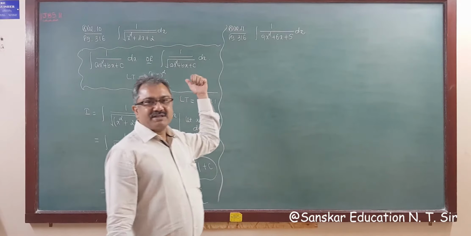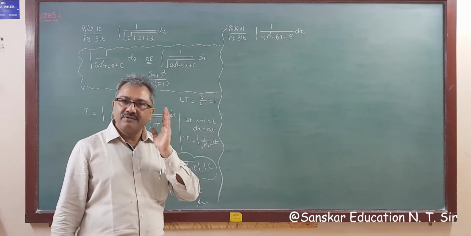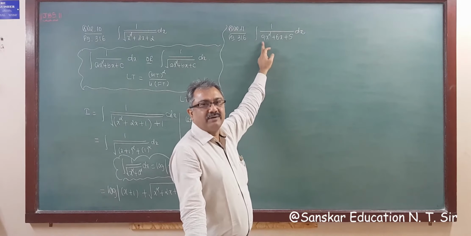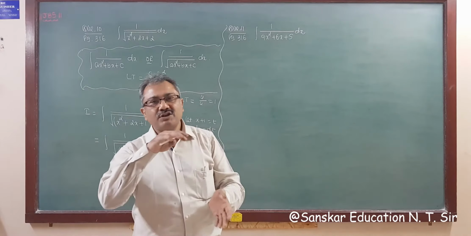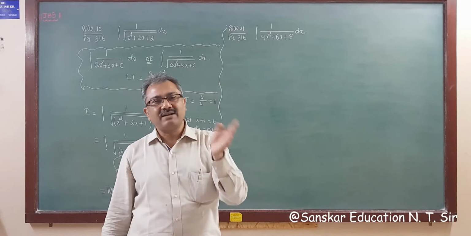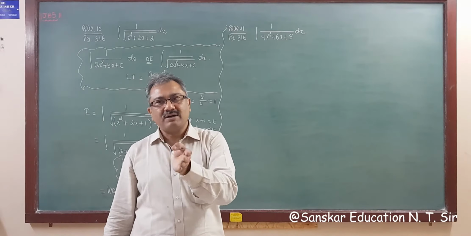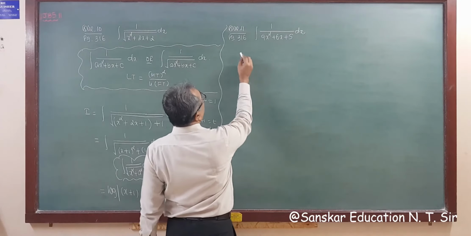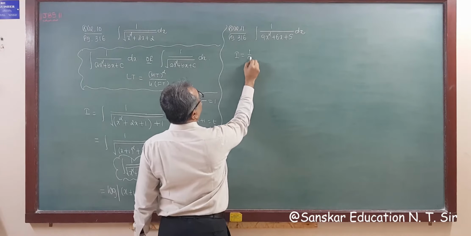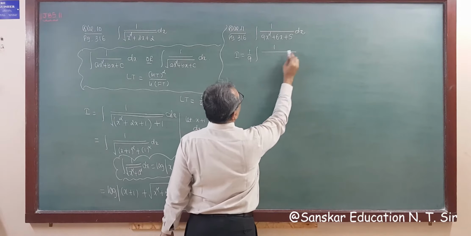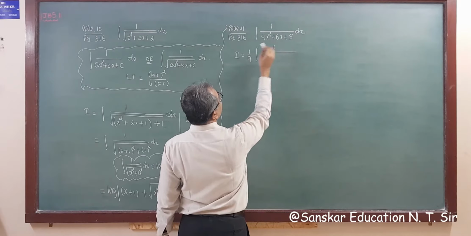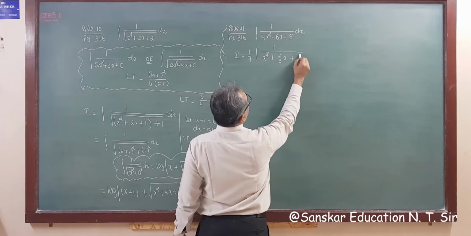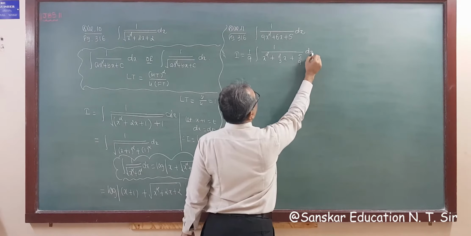So next question, same type, but remember one thing: always keep the coefficient of x square as 1, right? Because sometimes you forget to divide. If the coefficient of x square is something other than 1, then you forget. I mark that thing, right? So taking 9 common, 1 upon 9 integration 1 upon, this is x square plus 6 by 9, 6 by 9 means 2 by 3 x plus 5 by 9 dx.